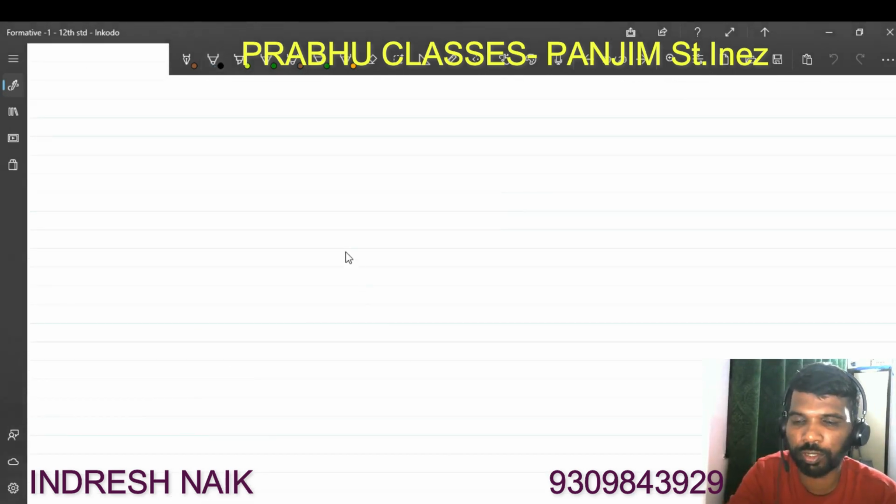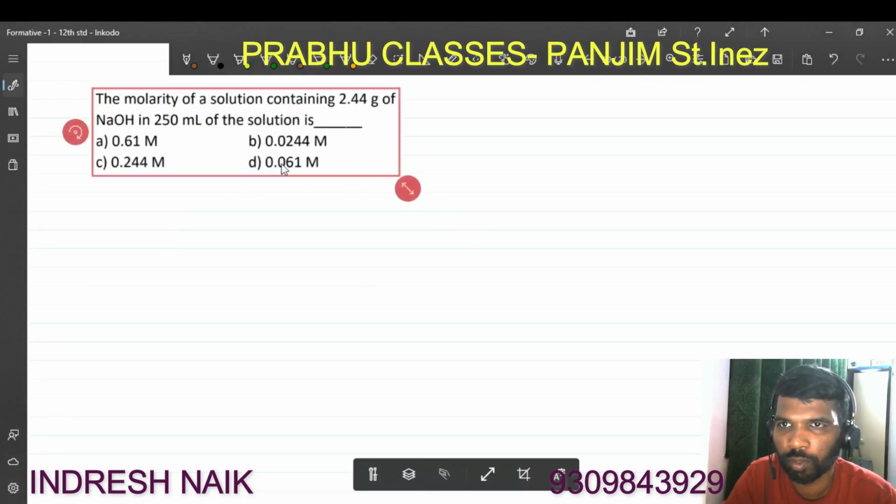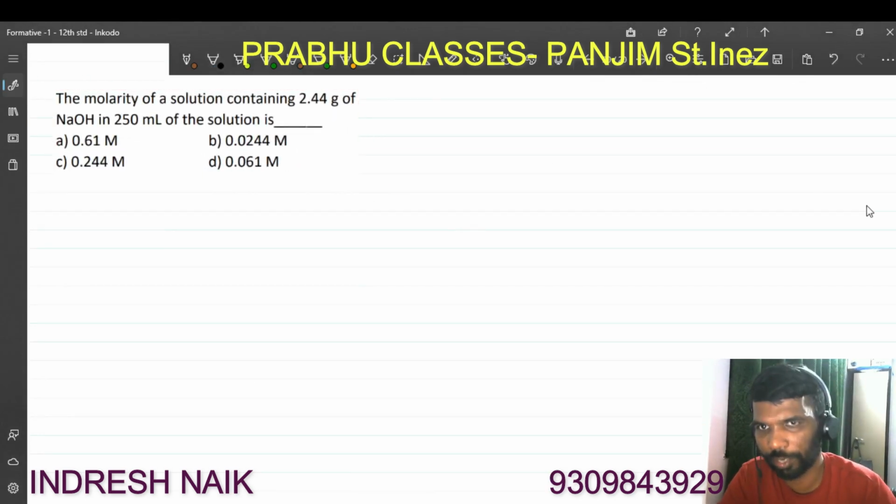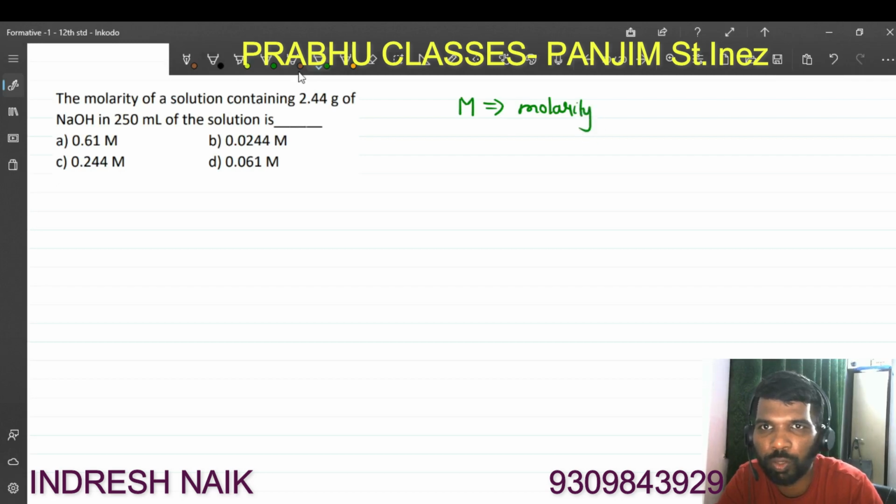Next question is this. The molarity of the solution containing 2.44 gram of NaOH in 250 ml of the solution. This capital M over here represents molarity. And what are the units of the molarity? Molarity units are moles per liter. Either you can write this or you can write capital M. It is one and the same.